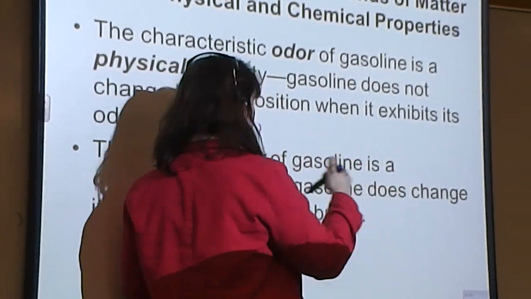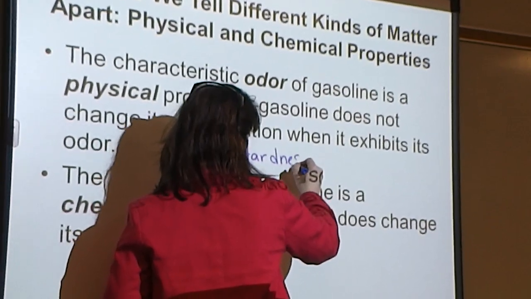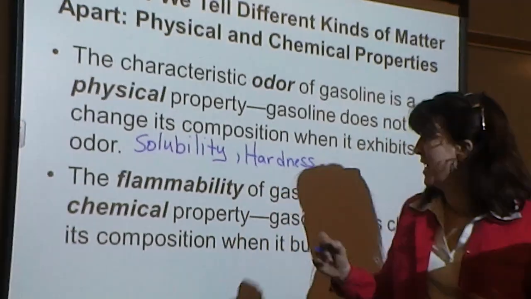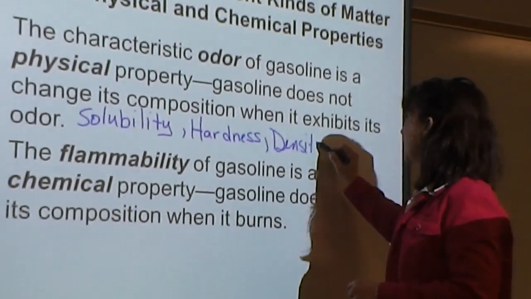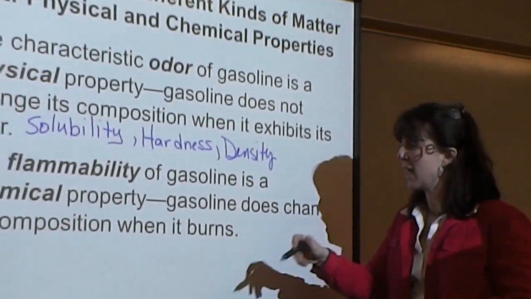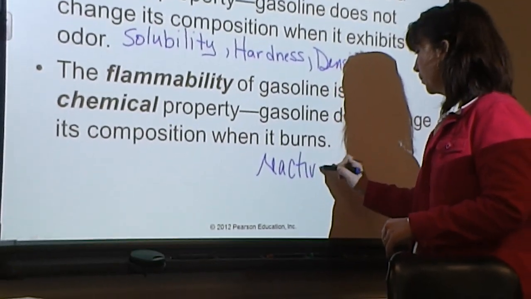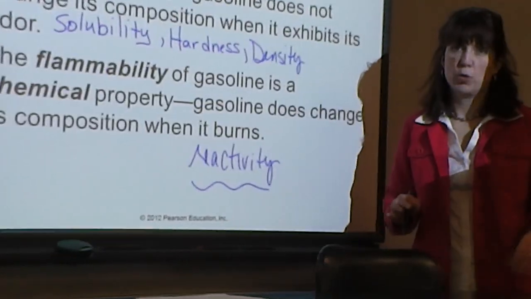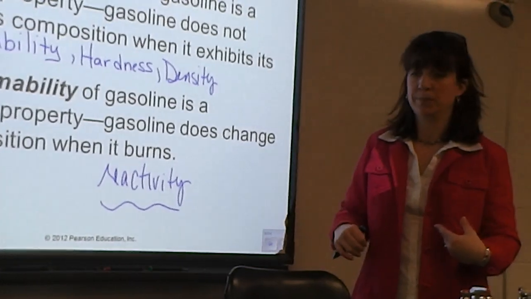If you're testing rocks and minerals, hardness falls into this category. Density. We can find the density of something and not risk its identity. So all of those are examples. Anytime you see reactivity, that's a sign you're talking about a chemical property. Reactivity leads you to think chemical reaction.